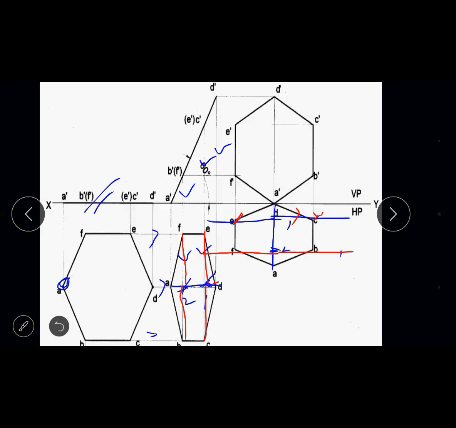After measuring the dimension 2 to B, just mark it on this 90-degree line. You will get corner B. Reverse your compass, mark it as 2 to F. So you will get corner F. So with this procedure, now all the 6 corners are available. So you can go ahead with A, B, C, D, E, F, and back to A. So in this way we got the irregular hexagon in third position.